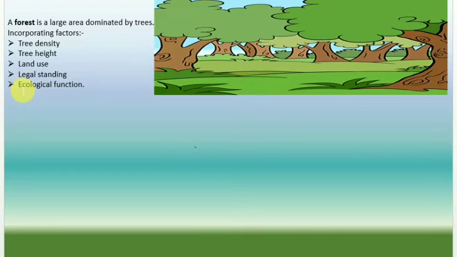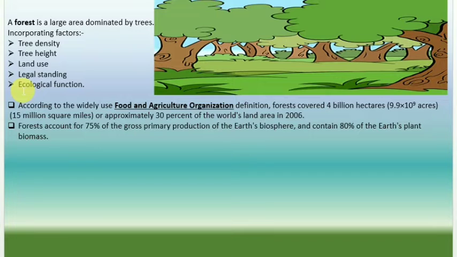Forests are the dominant terrestrial ecosystem of Earth and are distributed around the globe. According to the widely used Food and Agriculture Organization (FAO) definition, forests cover 4 billion hectares, or approximately 30% of the world's land area, in 2006. Forests account for 75% of the gross primary production of the Earth's biosphere and contain 80% of the Earth's plant biomass.